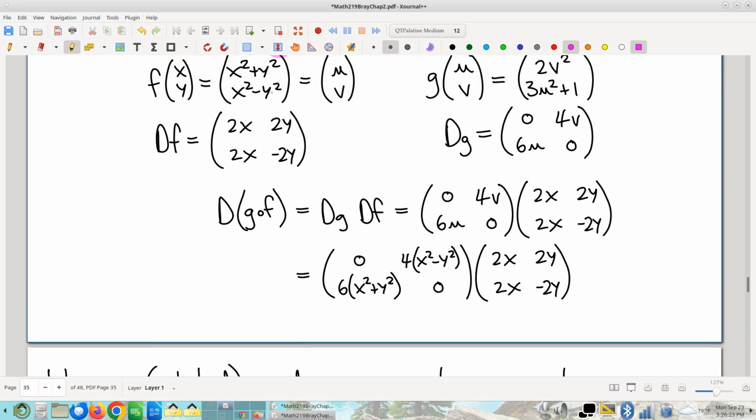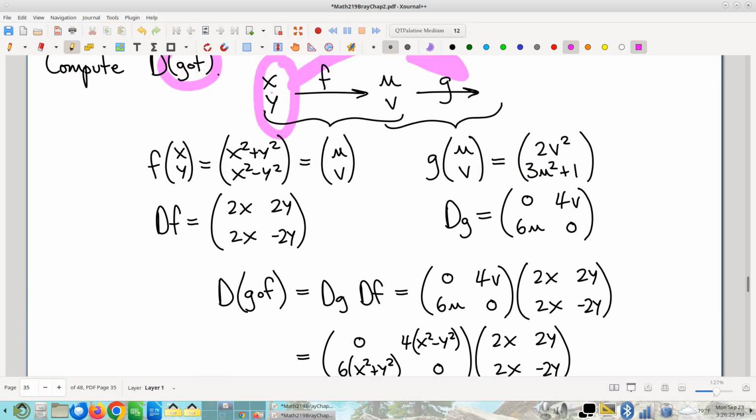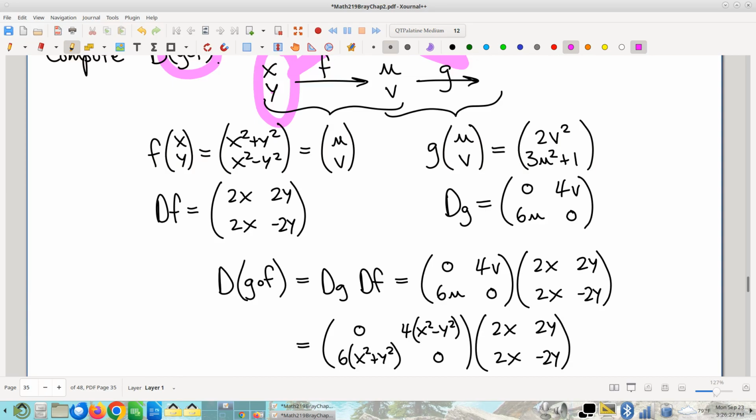And how am I going to do that? I need to get all this on the same page. That's good enough. How am I going to get, for example, this u right there? How am I going to figure out what u is in terms of x and y? Well, u, being as it is the first input to the g function, is also the first output from the f function. And so it's x squared plus y squared.